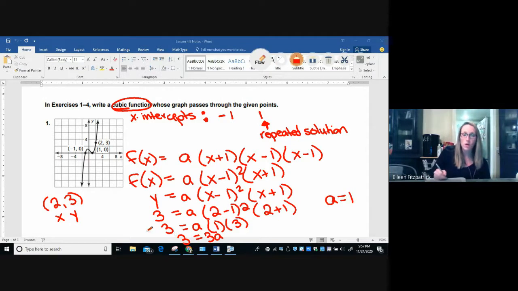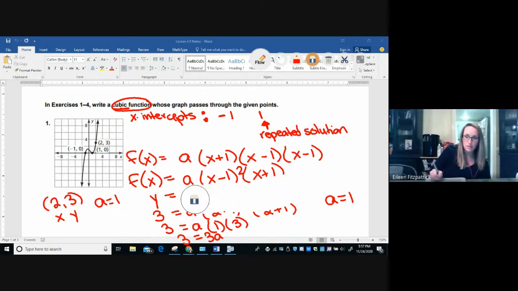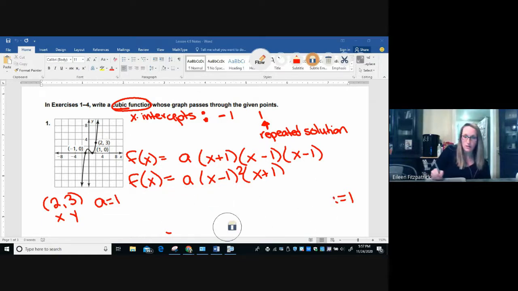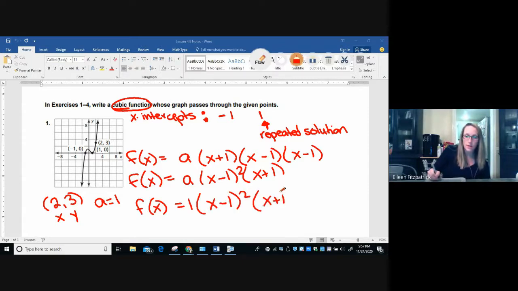Once you know the a value, a is equal to 1, I'm going to erase all this. Then I can write the function. Now, because a is equal to 1, it's not even necessary, but it's not always going to equal 1, so I will need to know this process to figure out the a value for other problems. And there is my function.